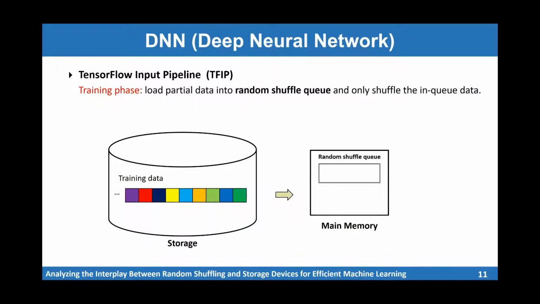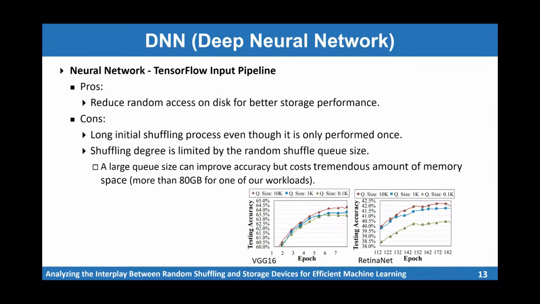In the training phase, TFIP loads partial training data sequentially into the random shuffle queue in the host memory and only randomly shuffles the training data in the queue. TFIP avoids frequent random disk access, but it requires a long initial shuffling process, and the random degree is limited by the size of the random shuffle queue.